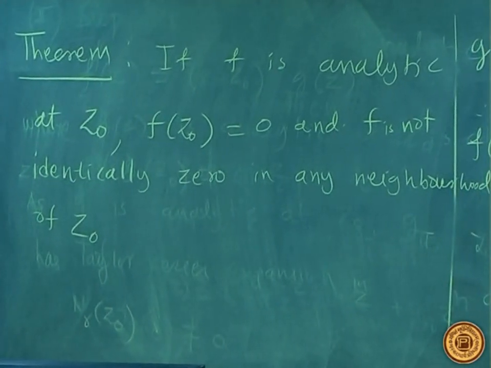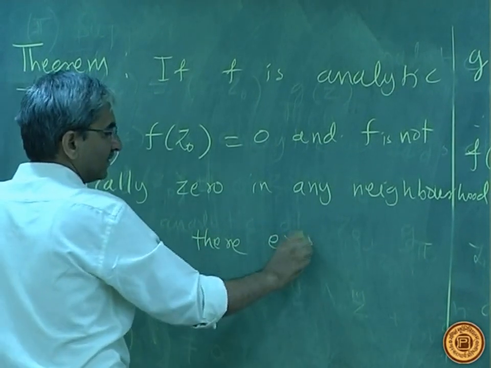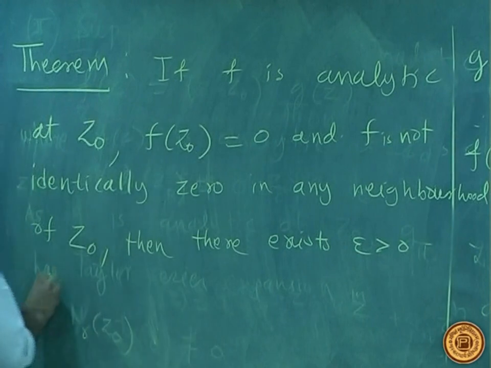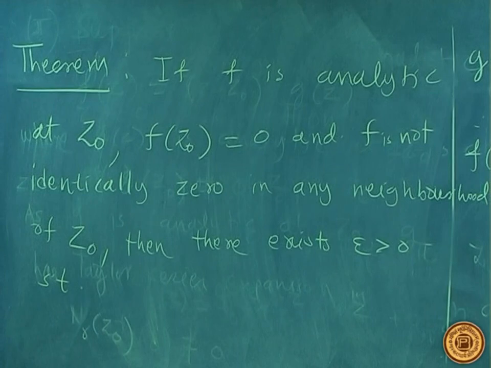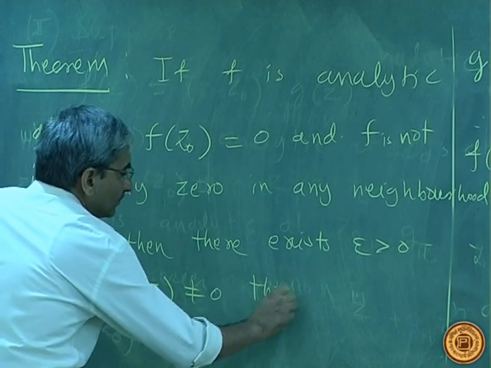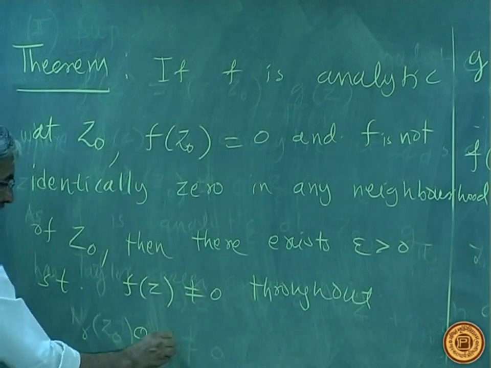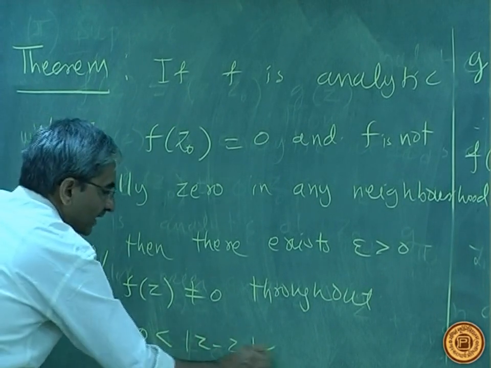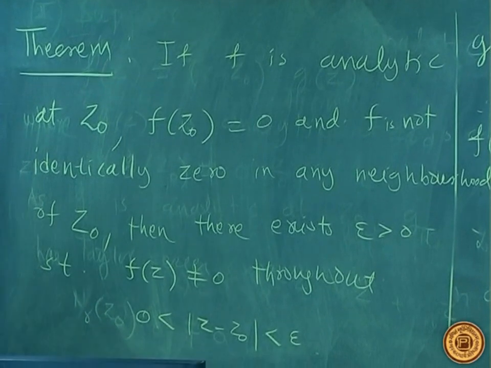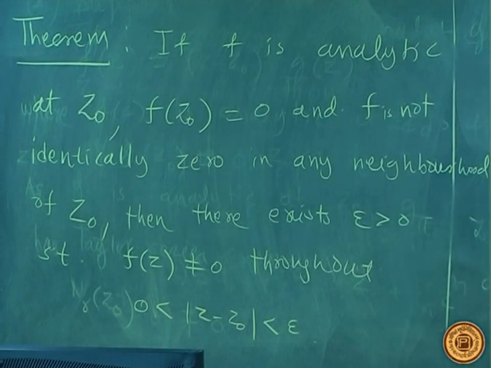Then there exists epsilon bigger than 0 such that f(z) is not equal to 0 throughout the set 0 less than mod z minus z naught less than epsilon. That means this is a deleted neighborhood of z naught. So see this picture now.